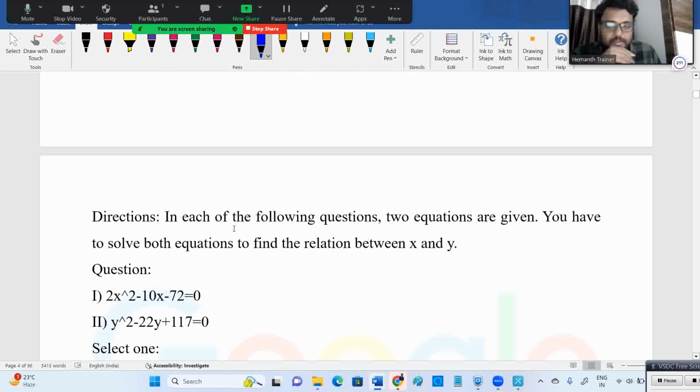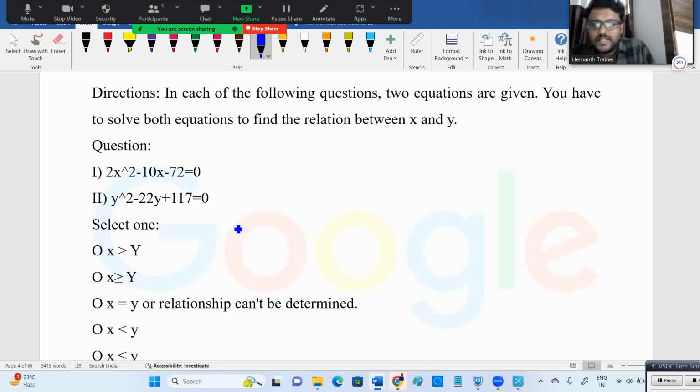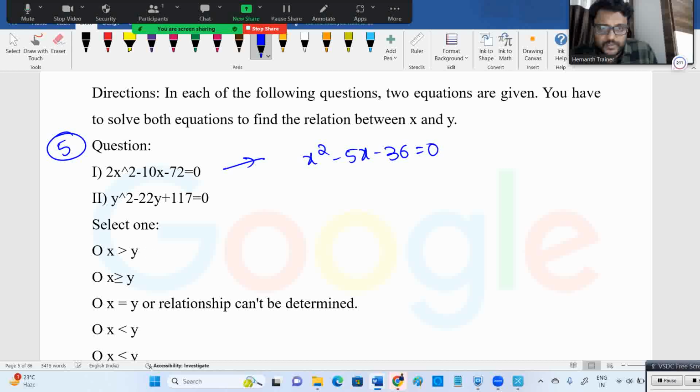I know that. And this question, they commonly ask more in SSC exams and bank exams as well. They give two quadratic equations, from which you find x and y. Then depending on that, you have to give the relation between x and y: is x greater than y, less than y, or either greater than or equal to? So here, divide that by 2: x square minus 5x minus 36 is equal to 0.